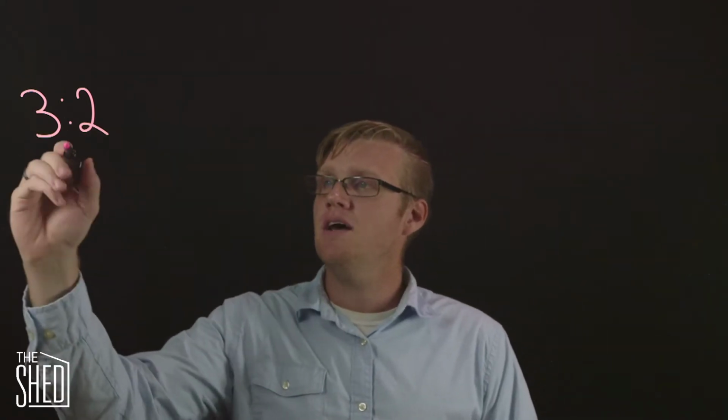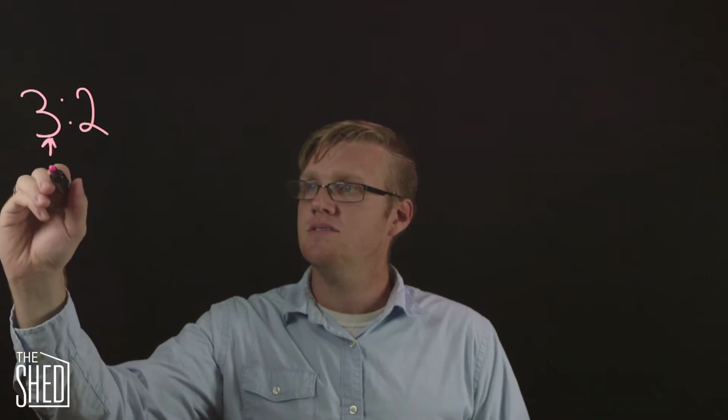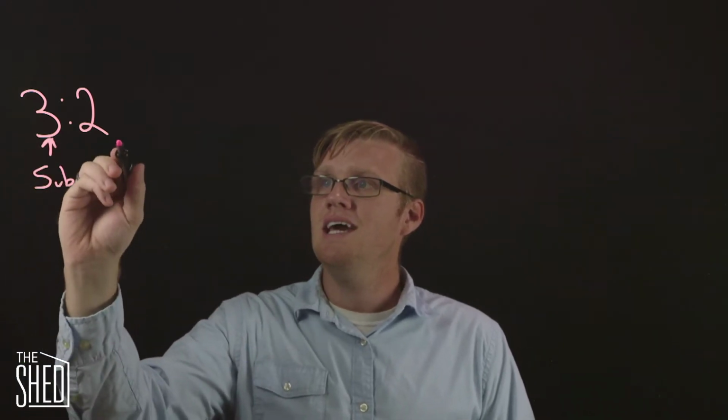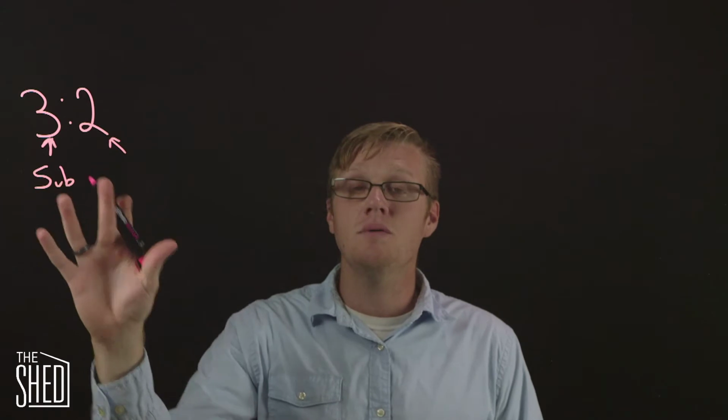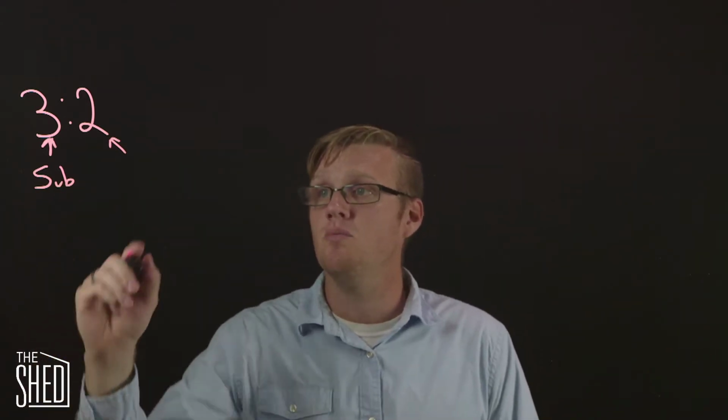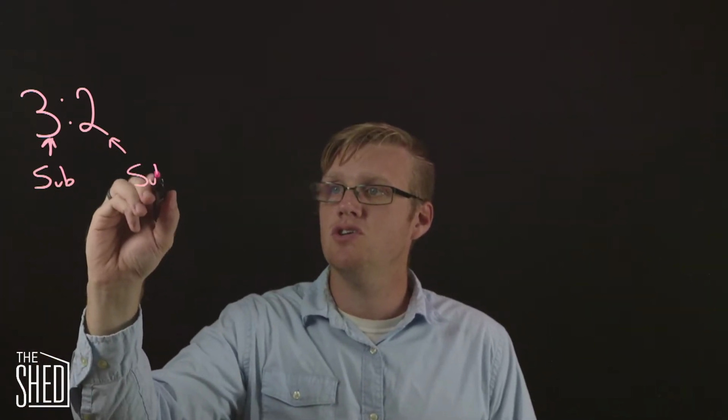The first number tells you what the base subdivision is. So this tells you what the subdivision is. And this tells you how many subdivisions are grouped together to give you the new pulse. So this would be our subdivision group.